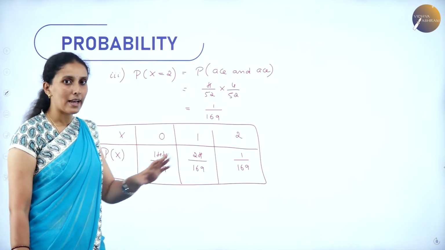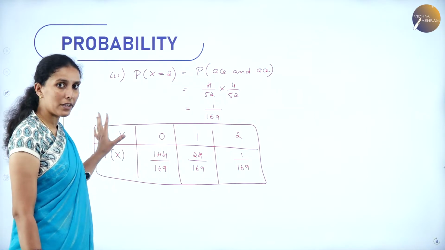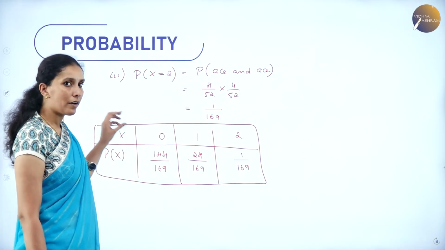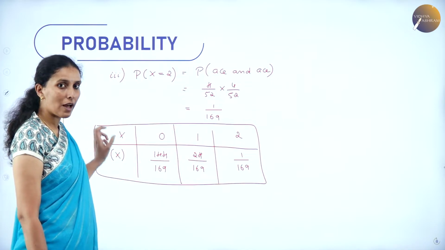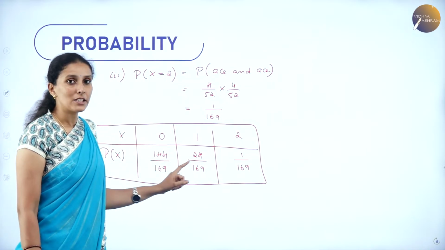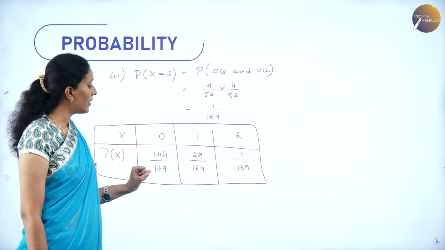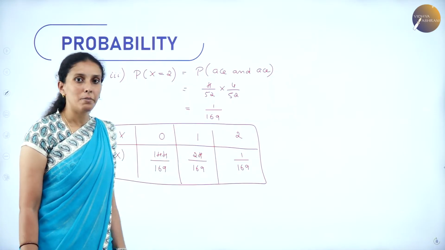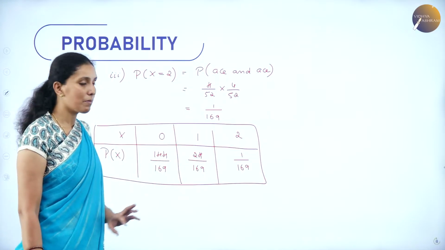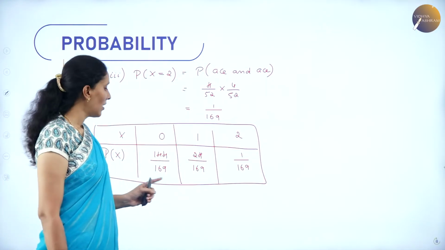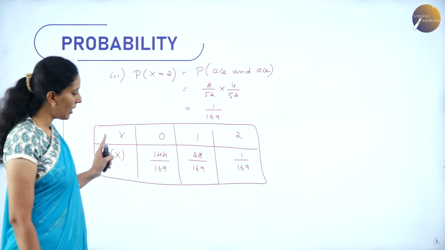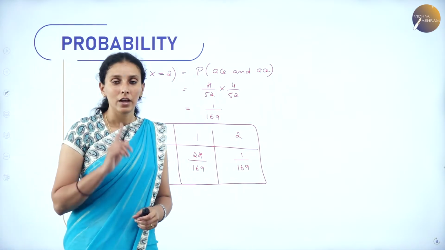Now, when you add it, as I said, in terms of probability distribution, the sum of the probability values of the random variable must be equal to 1. When you add it, 144 plus 24 is 168. 168 plus 1 is 169. 169 by 169 is 1. Hence, the sum of the probability values of the random variable results in 1.